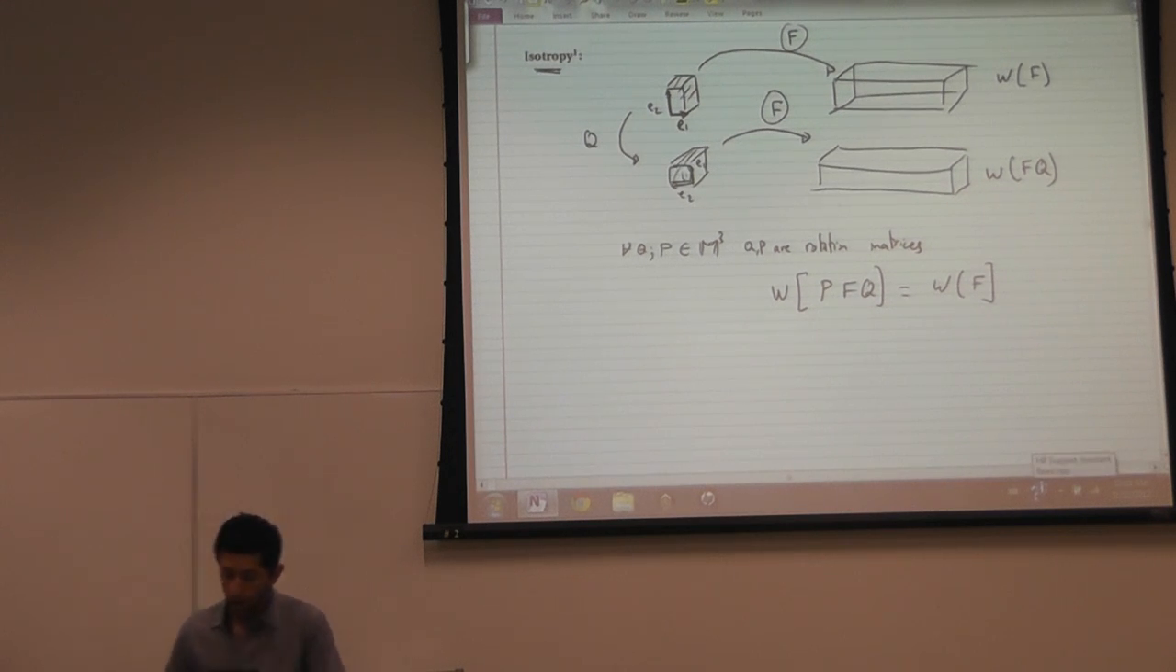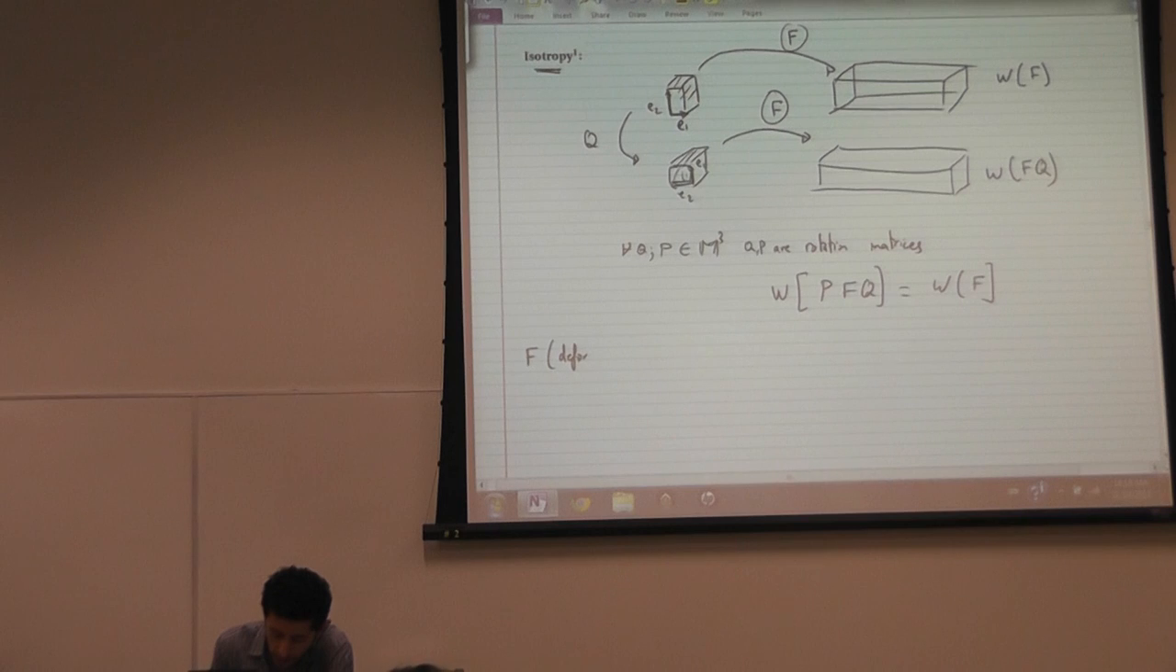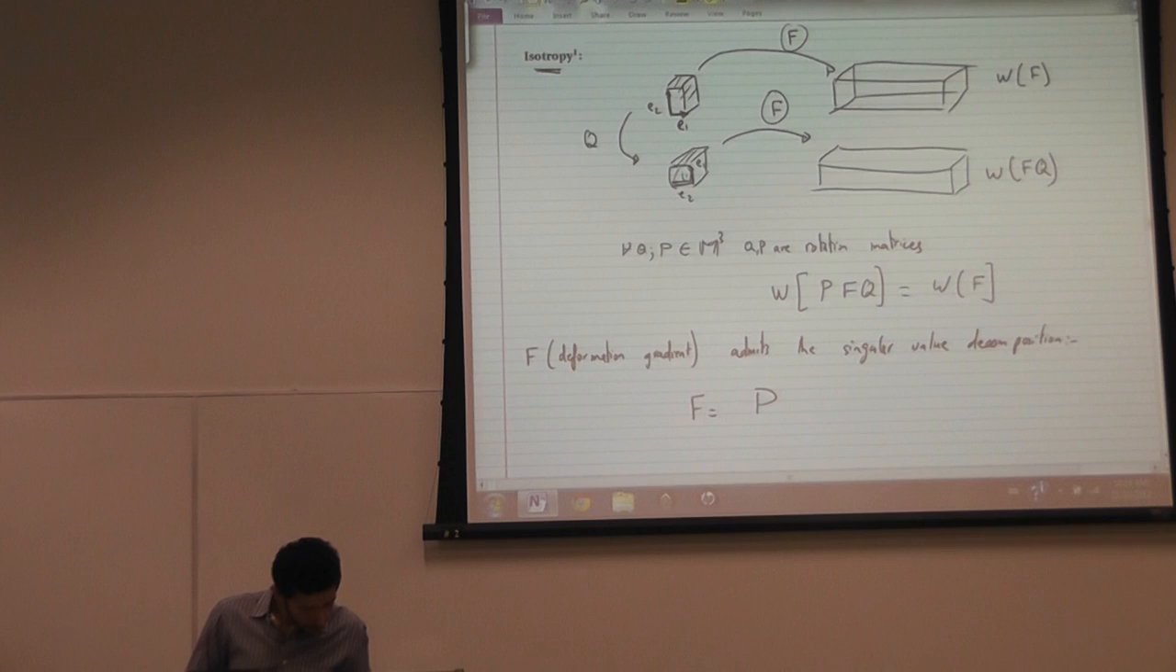And so it turns out, let's now remember that F, which is the deformation gradient, admits the singular value decomposition, which looked like this. F was equal to a rotation matrix P, a diagonal matrix, I'm going to call it D lambda, another rotation matrix Q transpose, where this diagonal matrix had the positive square roots of the eigenvalues of F transpose F.